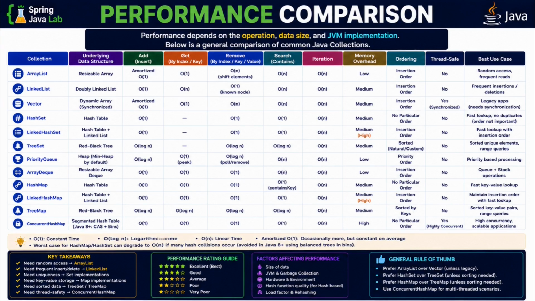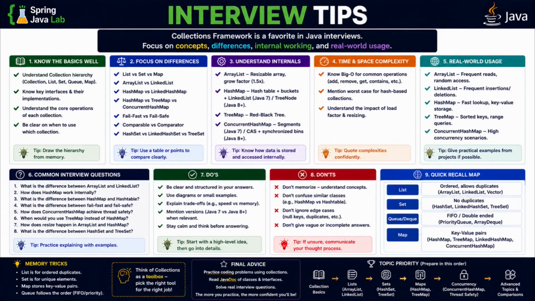So instead of asking, which collection is the fastest? Ask, which collection is best for my specific requirement? That's how experienced developers think. Before we wrap up, let's quickly go through some popular interview questions. What's the difference between collection and collections? Remember, collection is an interface. Collections is a utility class containing helpful static methods.